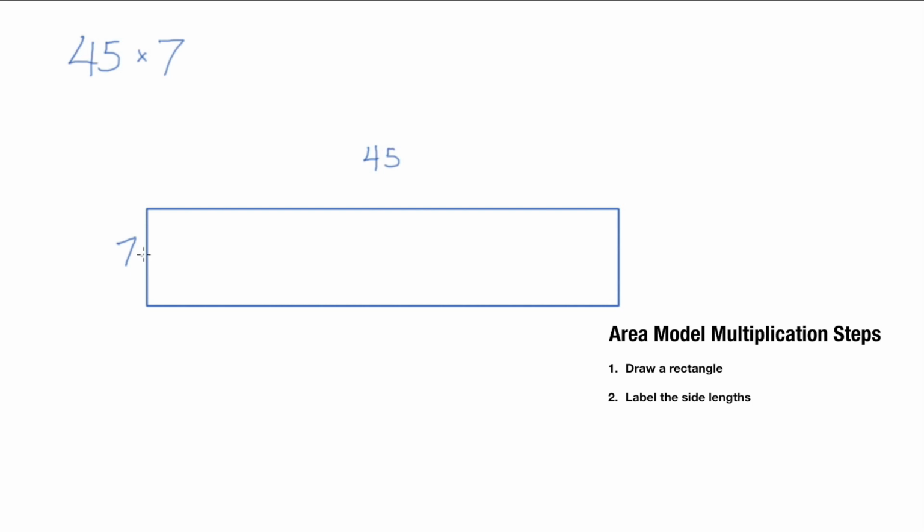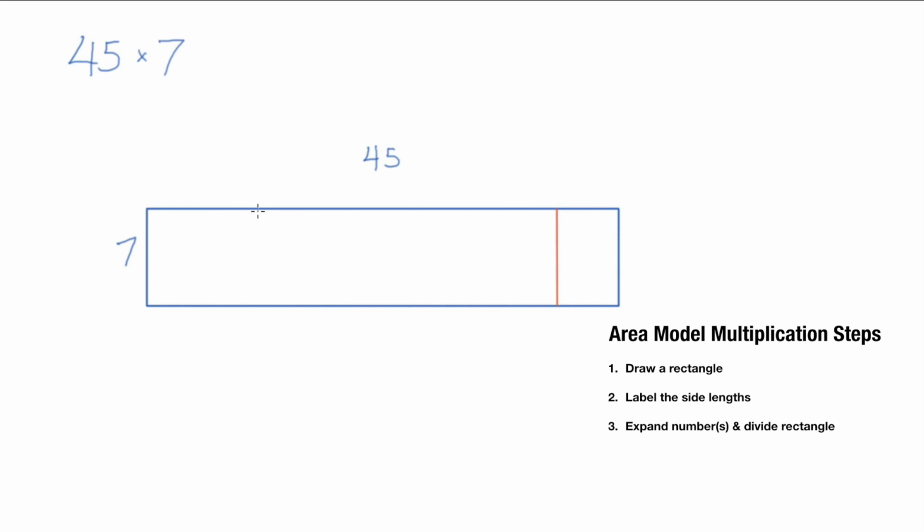Continuing on to step 3, I'm going to expand our two-digit number by decomposing 45 into tens and ones. I'm going to draw a line through our rectangle somewhere around here, just like that. Perfect. And that just divides our original rectangle into two smaller rectangles.